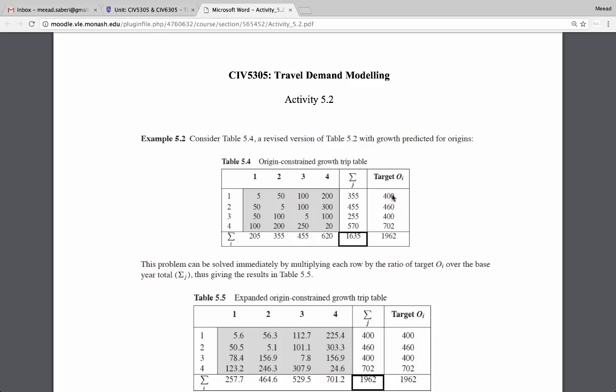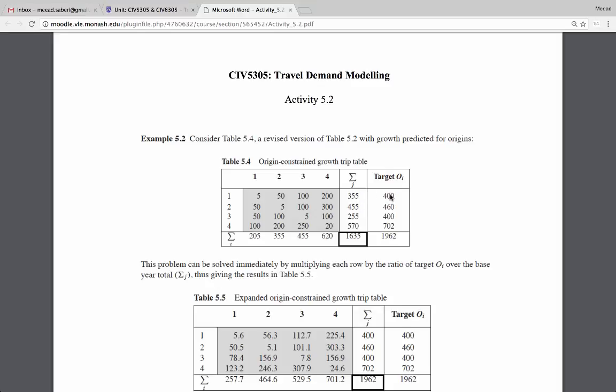We also have the origin-specific productions of the future year. So the total number of trips originated at zone 1, when we sum these columns, will be 355 for the current year. The total number of trips produced in zone 2 for the current year is 455, and so on.